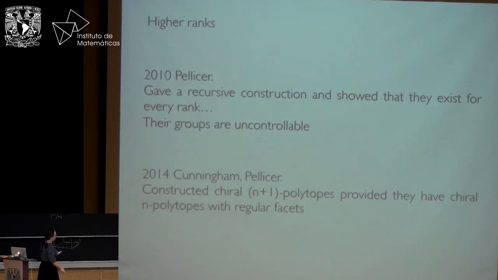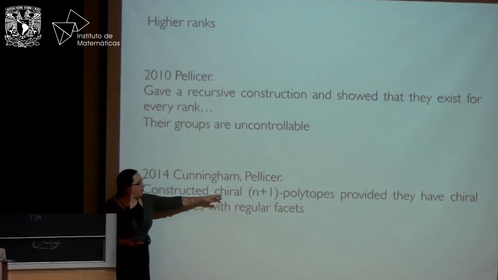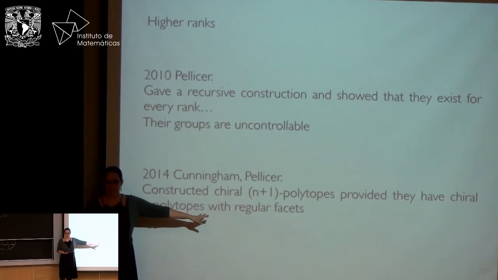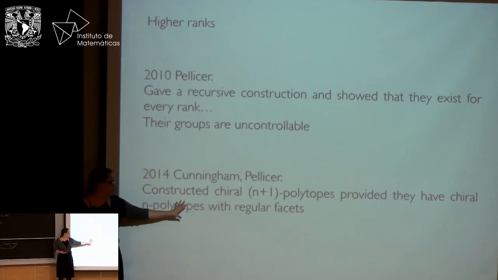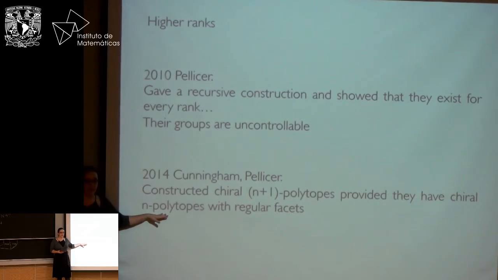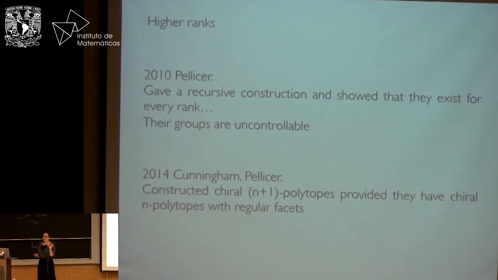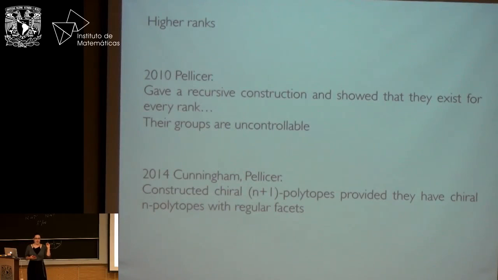A few years later, Daniel and Gabe Cunningham were able to construct N plus 1 polytopes, chiral polytopes, provided that they have chiral N polytopes with regular facets. And in this construction, if they start with something that is finite, they get something that is finite. So there is a little more control there, and they know a little bit more about the structure of the N plus 1 polytope in there.